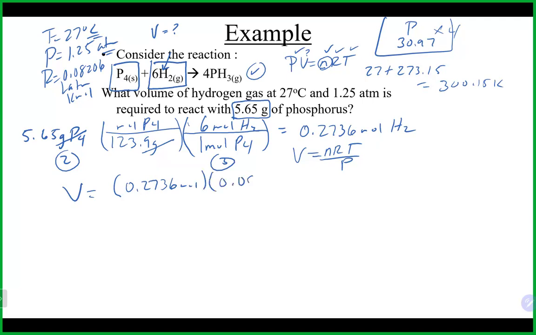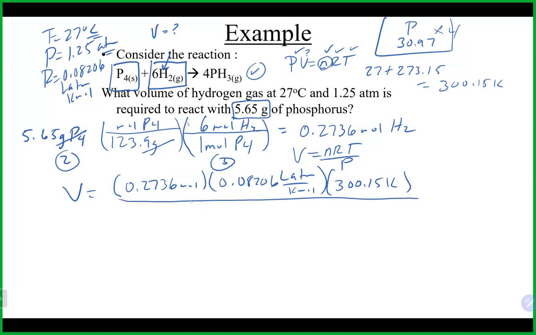So popping those numbers in, we'll go 0.2736 moles, our gas constant, which we always have, our temperature converted to Kelvin, always in gas laws, all divided by our pressure, which in this case is 1.25 atmospheres. Atmospheres are going to cancel, moles canceling, Kelvin canceling, leaving us liters again, which is good since that is a volume. And in this case, we will end up with 5.39 liters of H2.